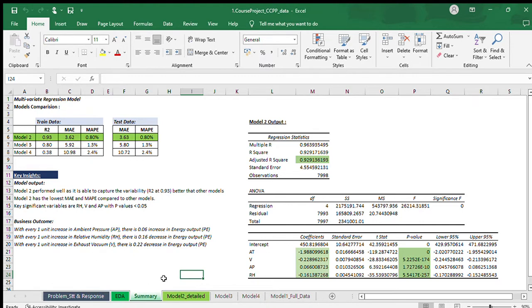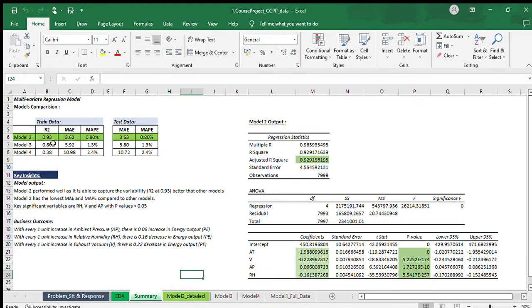Then this is the summary of the models that were built. This table compares each one of the models with respect to the R square, mean absolute error, and the mean absolute percentage error. These were built on the training data sets and then applied on the test data sets, where the mean absolute error and the mean absolute percentage error are compared between the models as well.